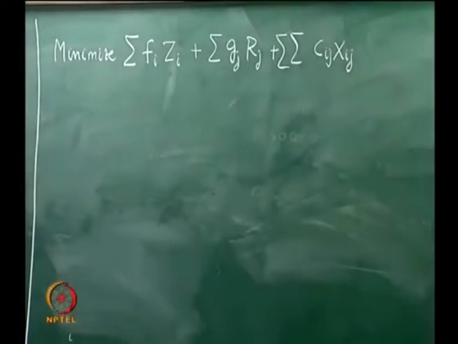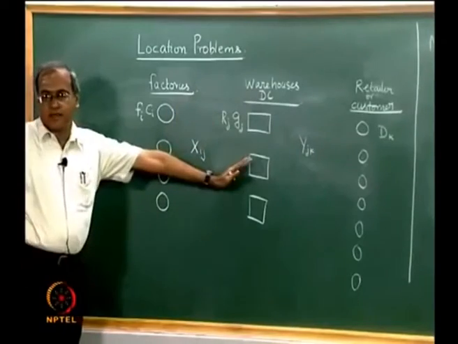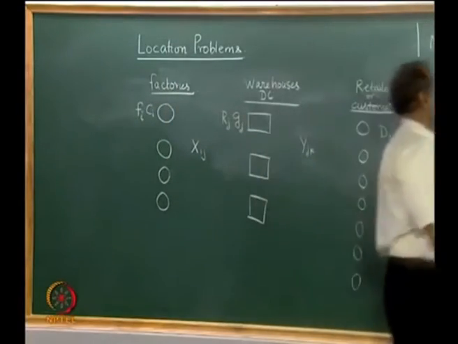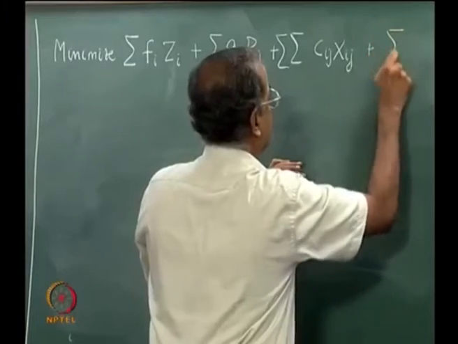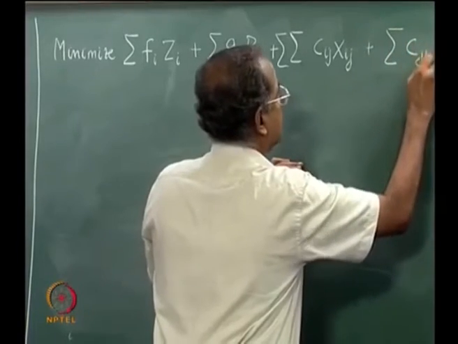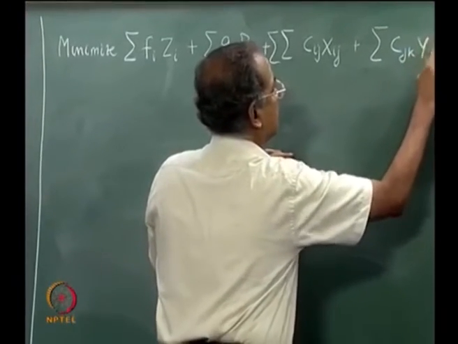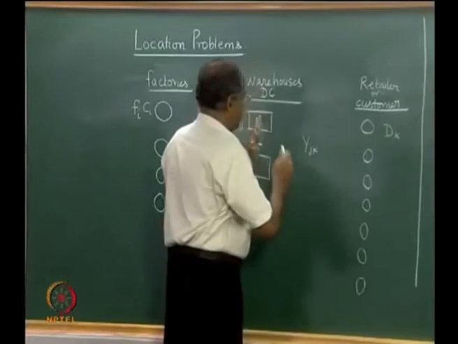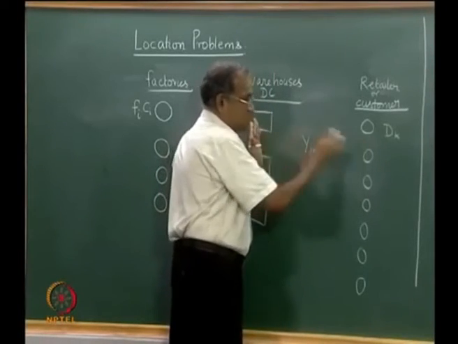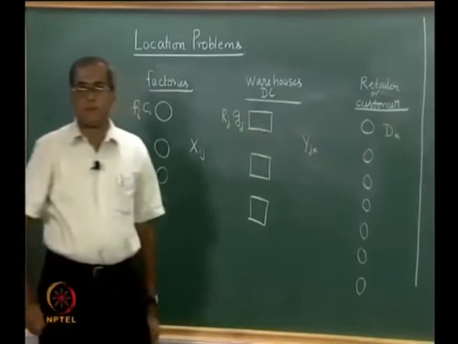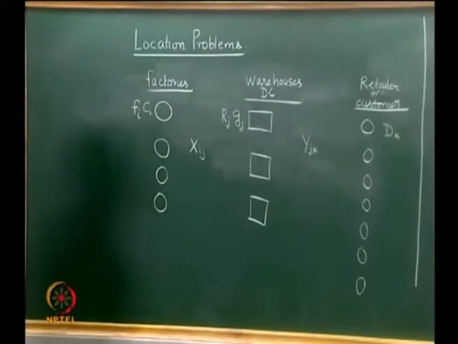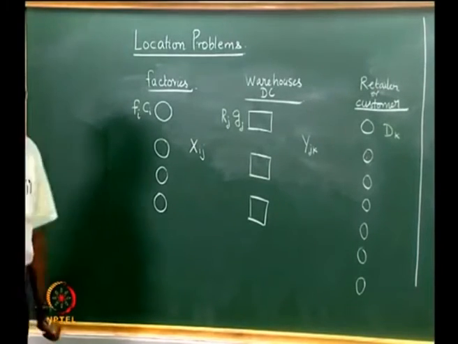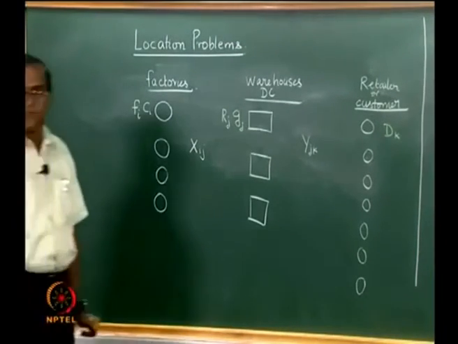Cij is the unit cost of transportation between I and j, and Xij is the quantity transported, plus Cjk Yjk, where Cjk is the unit cost of transportation from this to this, and so on. So, this will be the objective function that has the location cost as well as the transportation cost.